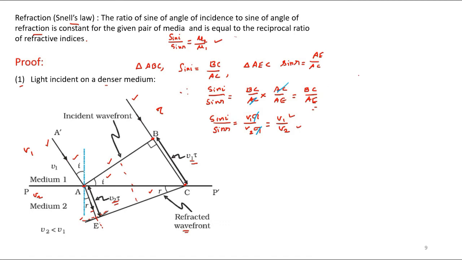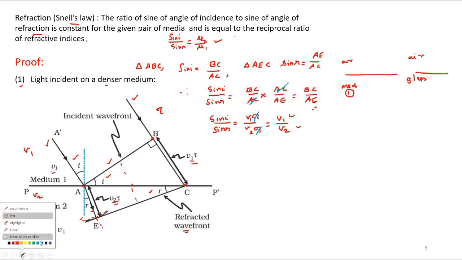Now consider this situation in which the first medium is air or free space. The second medium is this medium 1. Suppose this is water, this will be water. If this is glass, two cases, air and glass. These are two different diagrams, so don't get confused.